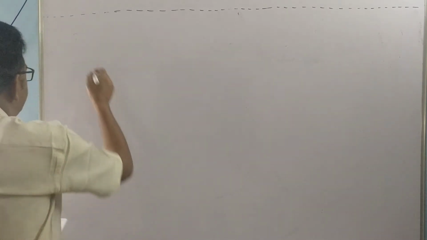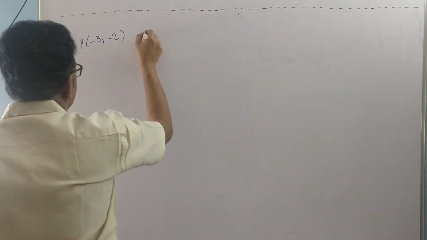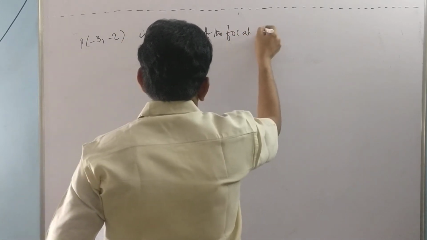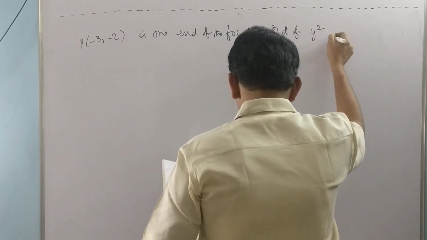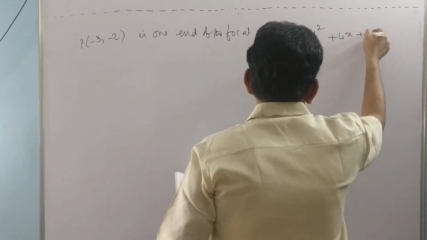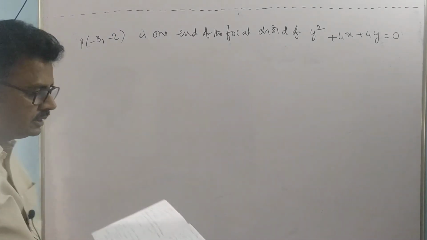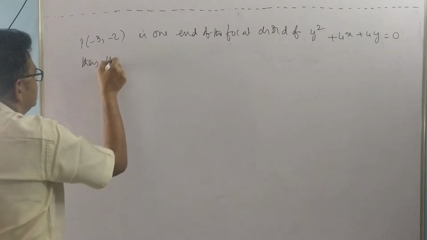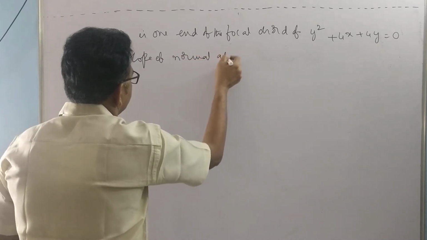Next one, if the point P (-3, 2) is one end of the focal chord of the parabola y² + 4x + 4y = 0, then the slope of the normal at the point Q is.